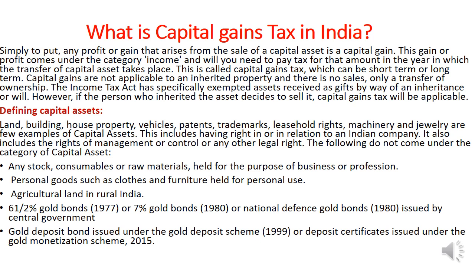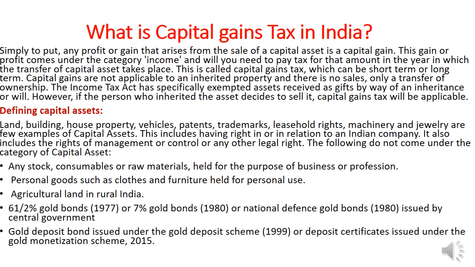Simply put, any profit or gain that arises from the sale of a capital asset is a capital gain. Simple, right? Any profit or gain from a capital asset is a capital gain. So this gain or profit comes under the category of income.